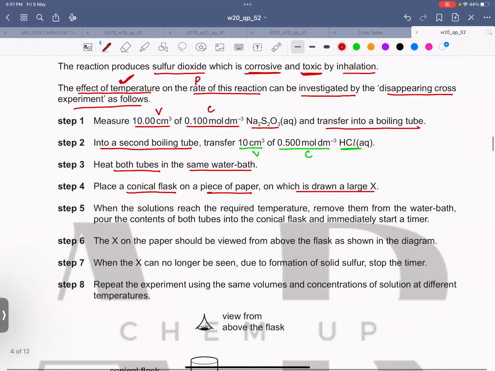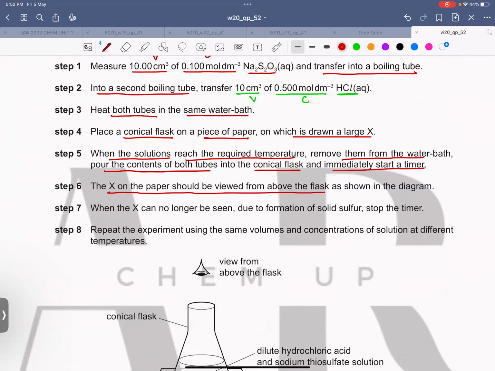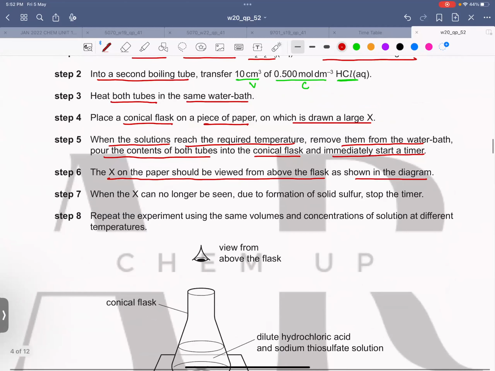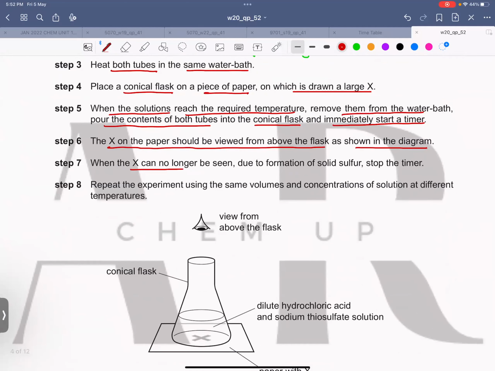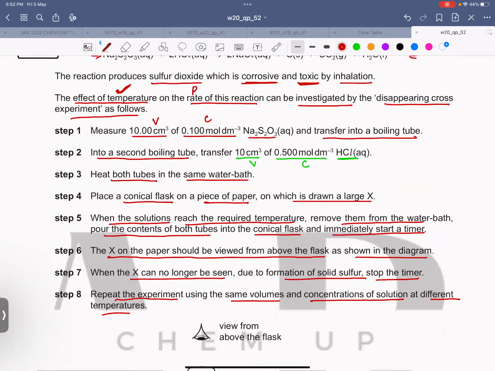Okay. So step 5. When the solutions reach the required temperature, remove them from the water bath, pour the contents of both tubes into the conical flask and immediately start a timer. Okay. The X on the paper should be viewed from above the flask as shown in the diagram. You are observing the diagram over here. When the X can no longer be seen due to the formation of solid sulfur, stop the timer. Okay. Repeat the experiment using the same volumes and concentrations of the solutions at different temperatures. Is the method clear to everyone? Yes, sir.